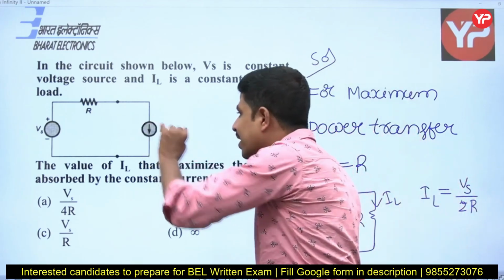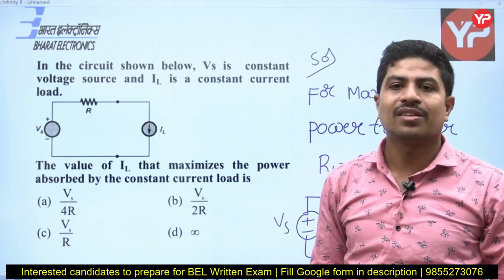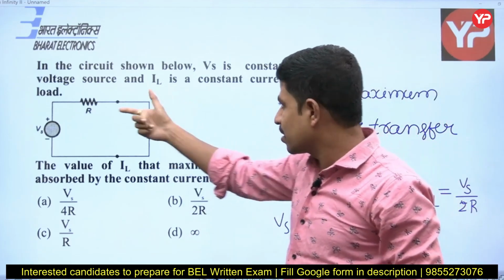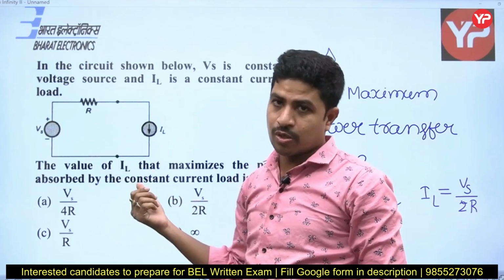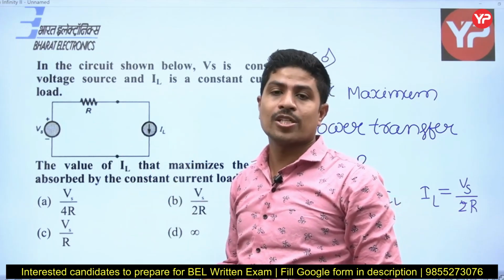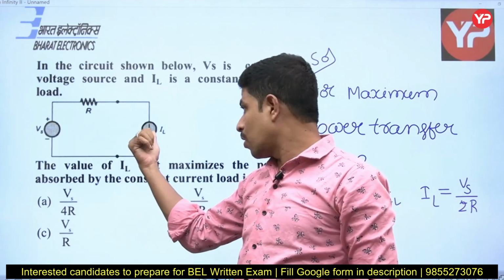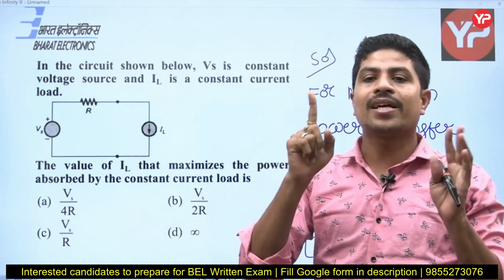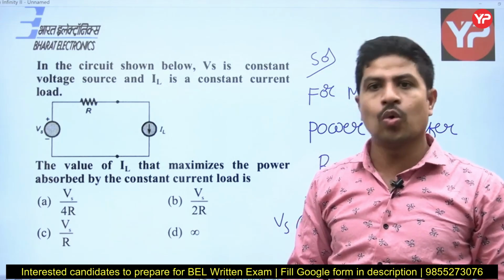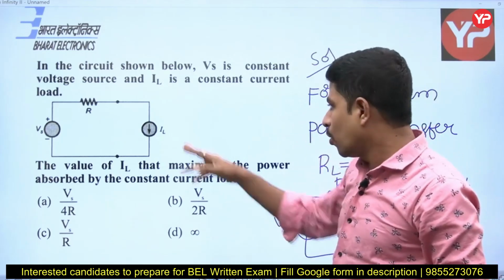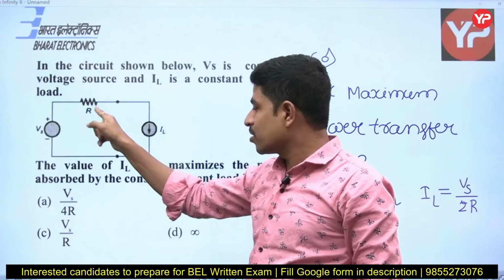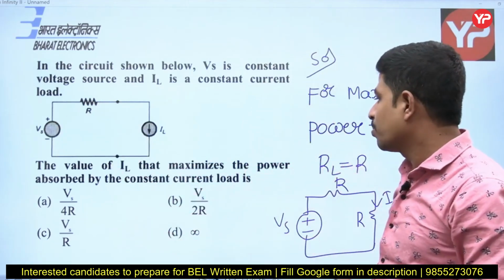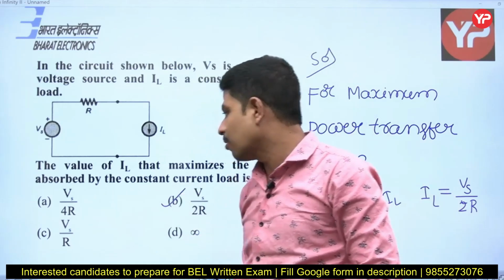I am assuming this current source as having a resistance of R. Then only this resistance and this resistance both are equal, then only maximum power is going to transfer according to the maximum power transfer theorem, MPT. So load resistance must be equal to source resistance, and the current through this one I am not disturbing, I am making it as IL only. If this current is IL, this current is also IL. IL is equal to voltage divided by total resistance. R plus R is 2R. So option is B.